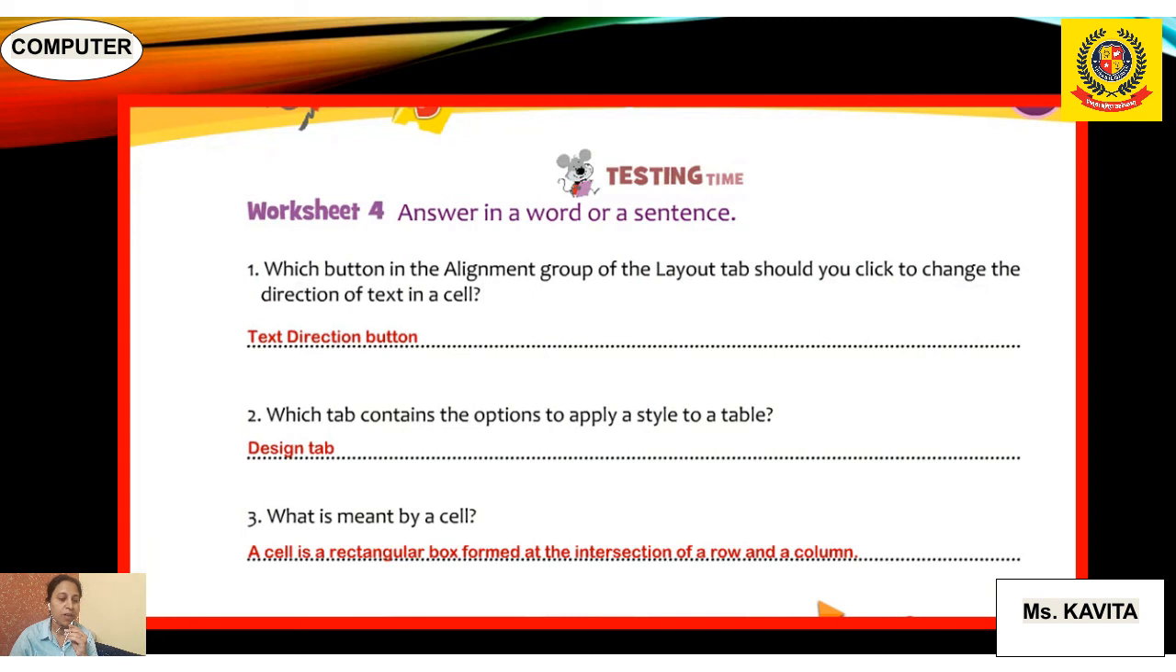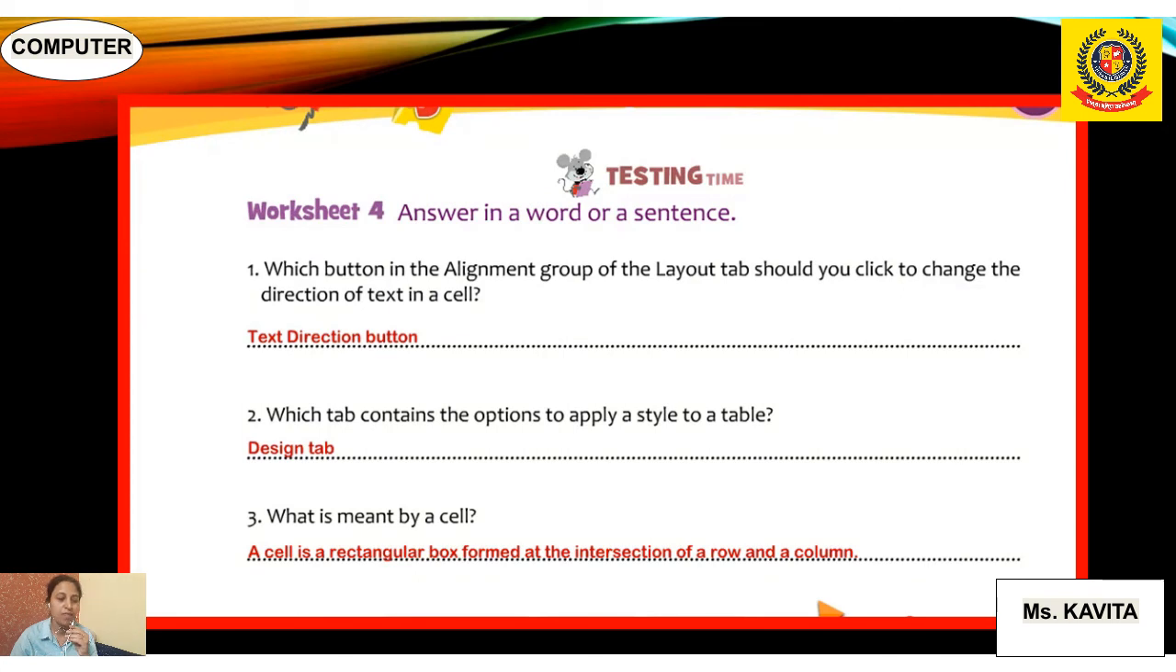Question number 1, which button in the alignment group of the layout tab should you click to change the direction of text in a cell? Answer is text direction button. So you have to write full: text direction button in the alignment group of the layout tab. We will click to change the direction of text in a cell. Second one, which tab contains the option to apply style to a table? Design tab contains the options to apply style to a table.